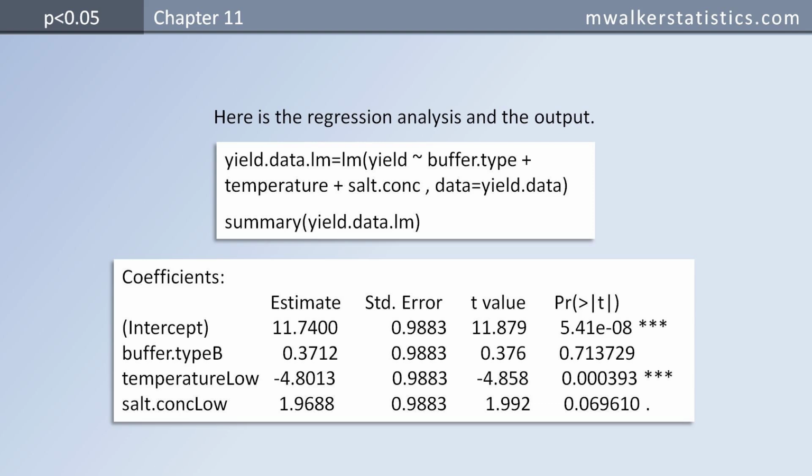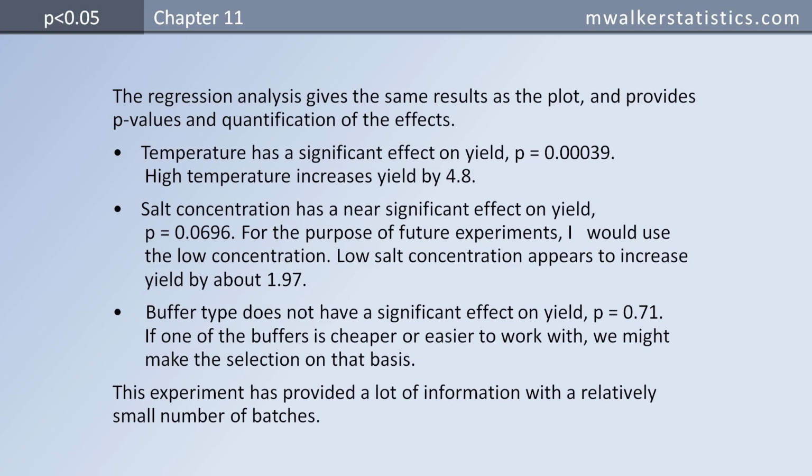Here is the regression analysis and the output. The regression analysis gives the same results as the plot and provides p-values and quantification of the effects. Temperature has a significant effect on yield, p equals 0.00039. High temperature increases yield by 4.8.